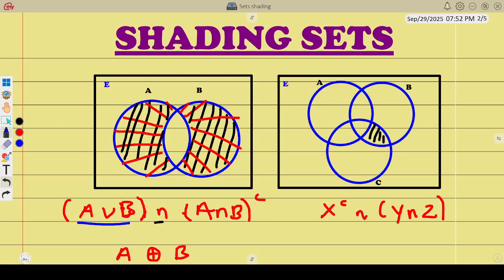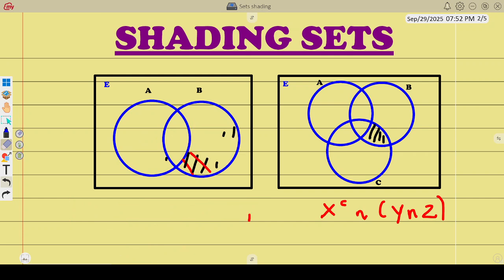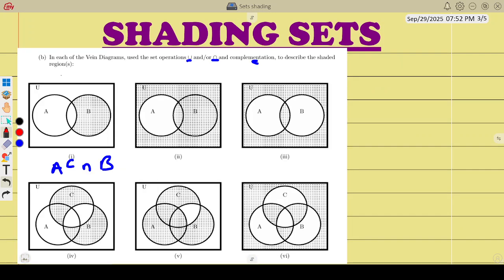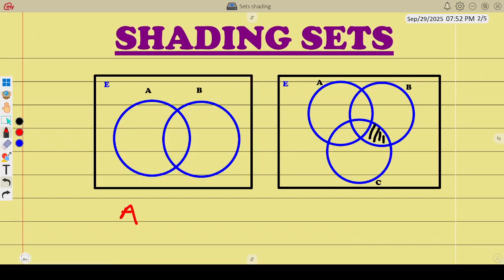You can actually prove this. When you understand maths more, you can think of things in a lot of ways. Our answer here is A complement intersection B. I just want you to understand how this is the answer. What if they ask us to shade this? You are going to shade A complement. What is outside of A? You shade it.